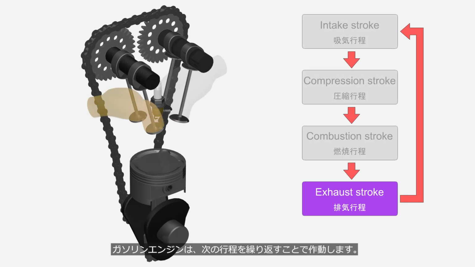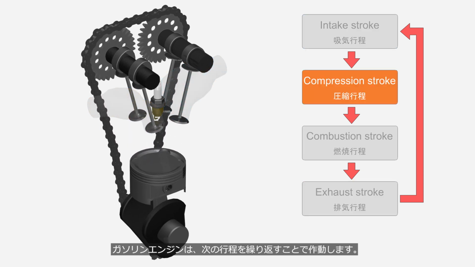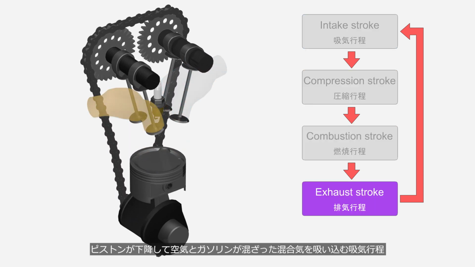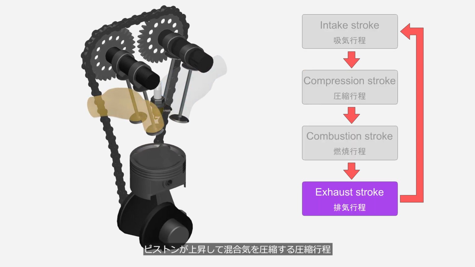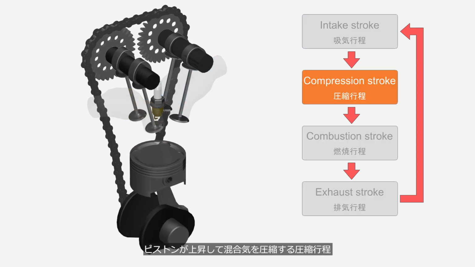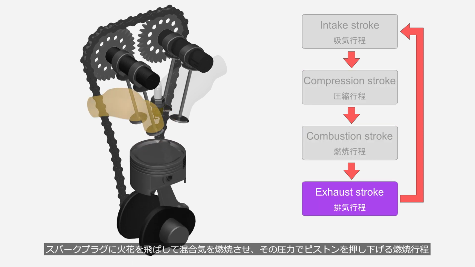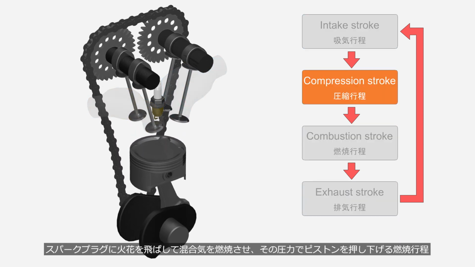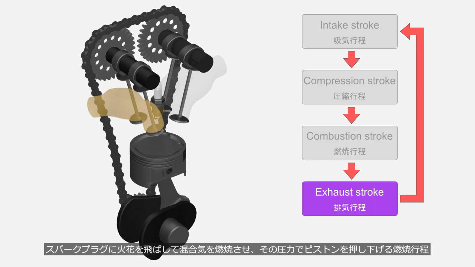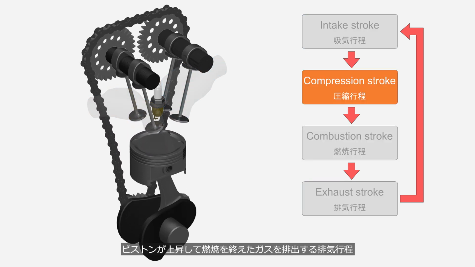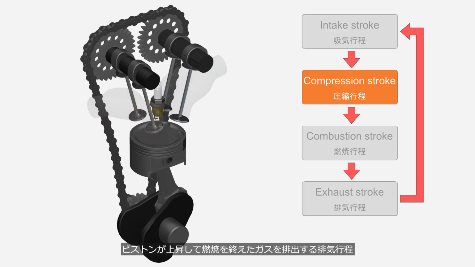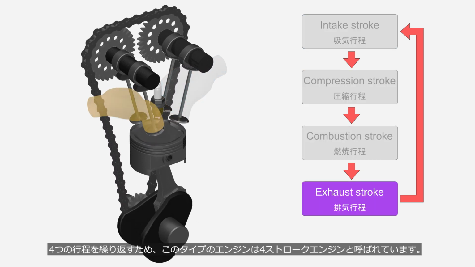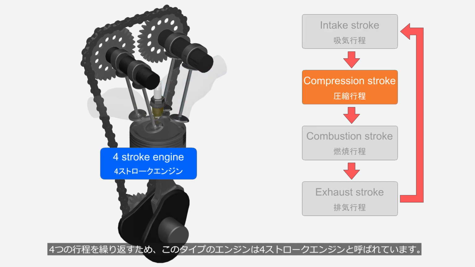A gasoline engine operates by repeating the following cycles. The intake stroke, where the piston moves down to draw in a mixture of air and gasoline. The compression stroke, where the piston rises to compress the mixture. The combustion stroke, where the spark plug ignites the mixture, causing combustion that forces the piston down. And the exhaust stroke, where the piston rises again to expel the burnt gases. For this reason, this type of engine is called a four-stroke engine.